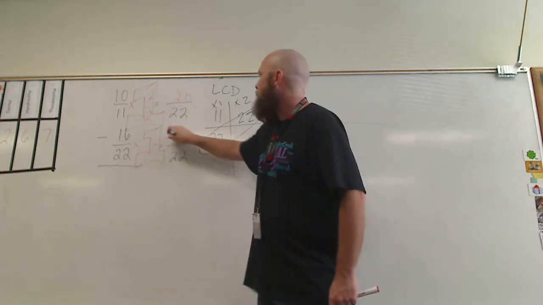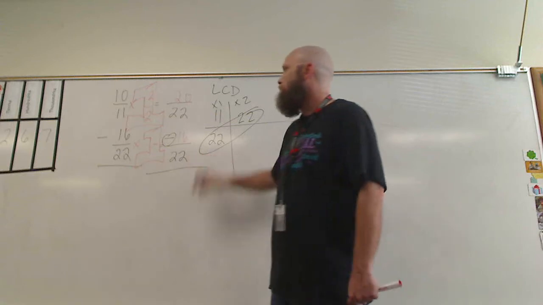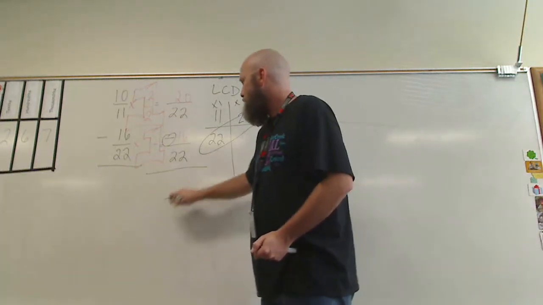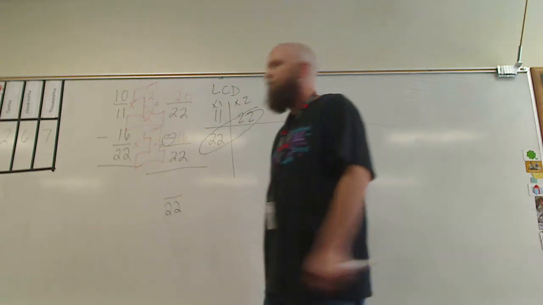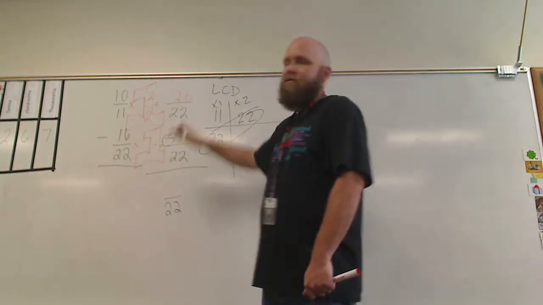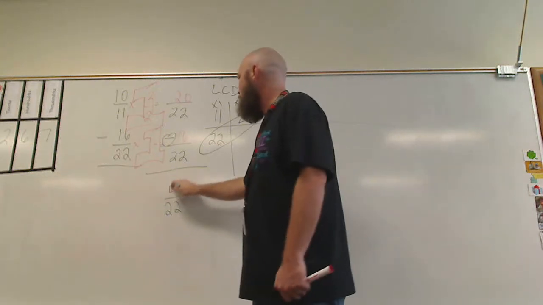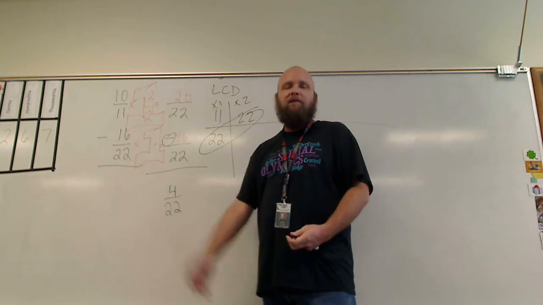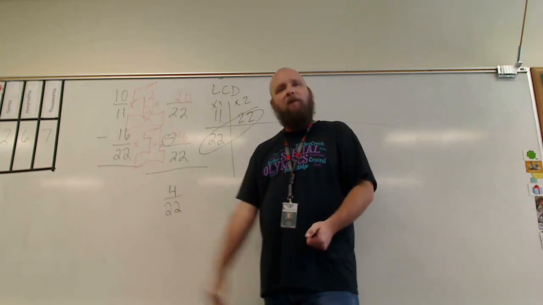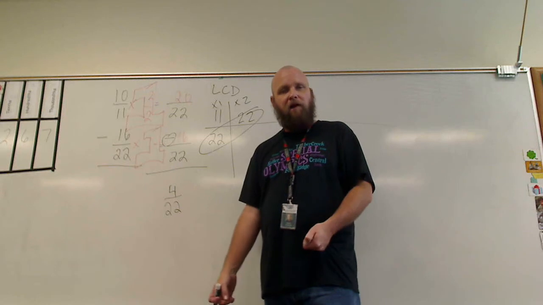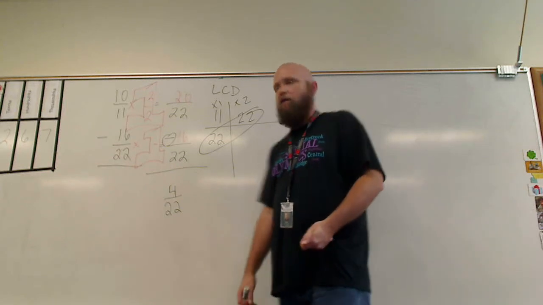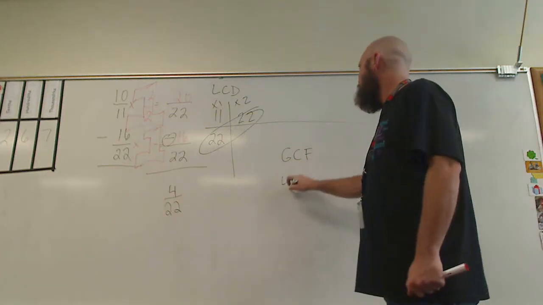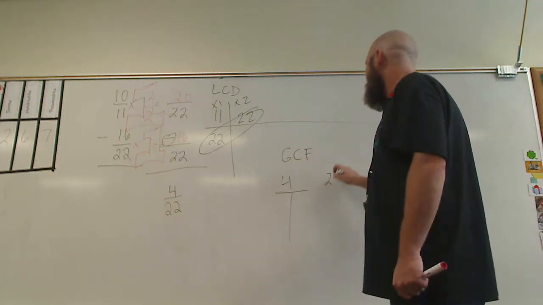Now I want to identify this is a subtraction problem so that I don't accidentally add. My denominator stays the same. My numerator is 20 minus 16, so my numerator is 4. Now once again, I want to make sure that I can't simplify. So I'm going to find the greatest common factor. When simplifying a fraction, we must find the greatest common factor of 4 and 22.